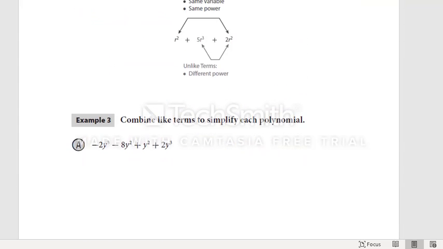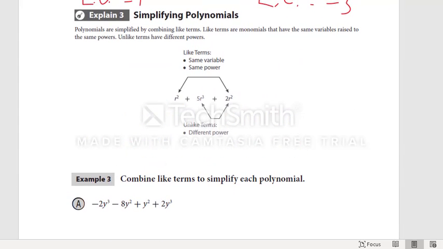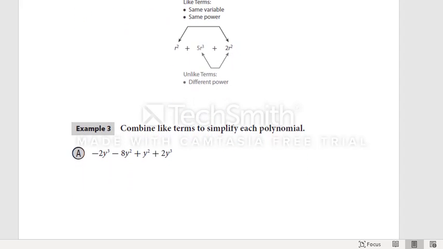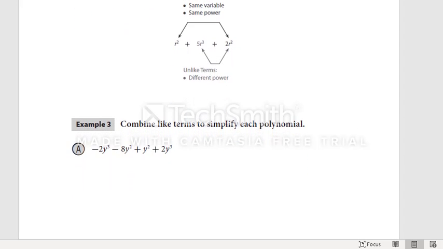All right, and our last little piece for today. We're going to look at simplifying polynomials by combining like terms. Like terms are the same variable to the same power. Unlike terms have a different power. So what I want you to do when you're doing this is to kind of look at these and determine what are the same powers.